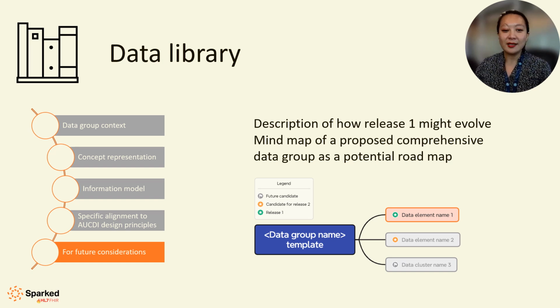The last section is a "for future consideration" section. This is a description of how Release 1 might evolve towards Release 2 and beyond. Specific considerations may be highlighted, and issues that may have been identified as controversial may require further investigation and discussion. A mind map of a proposed comprehensive data group is considered a potential roadmap for future AUCDI releases, and clinical information system evolution is included.